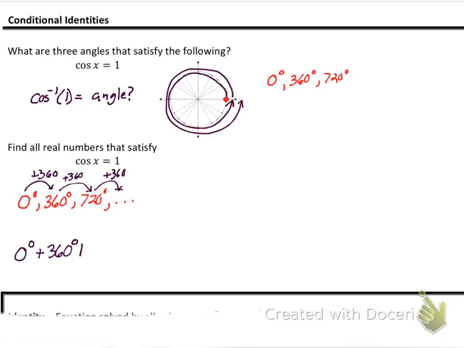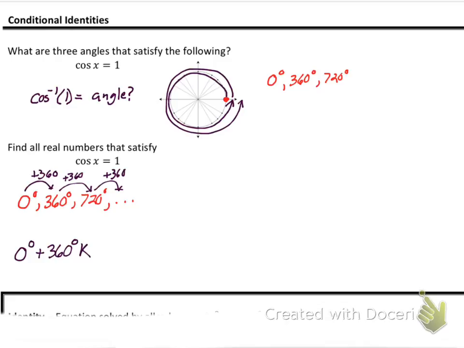And however many times I add it tells me what angle I'm at. All right, if I add 360 twice, I'm going to get to 720. If I add it 3 times, I'm going to get to 1080, so on and so forth. So right here is every possible angle where cosine x equals 1. Because this is just starting at 0 and then spinning around 360 however many times is related to k.